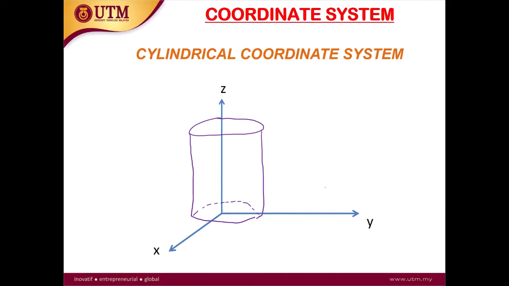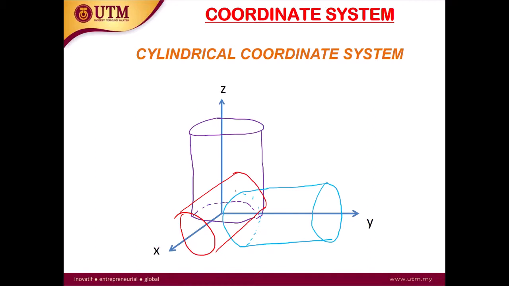But I can also draw the cylinder along the y-axis like this. Okay, for example like this. This is my cylinder. Or the cylinder is along the x-axis. Right, so I have three different cylinders in cylindrical coordinates. If you are given a problem related to cylindrical shape, please don't use Cartesian, okay? Use the cylindrical coordinate system.